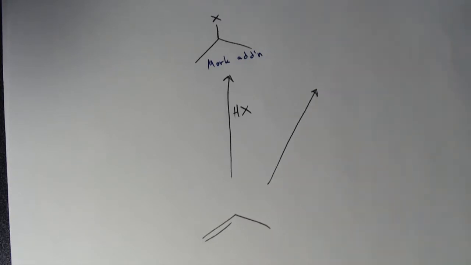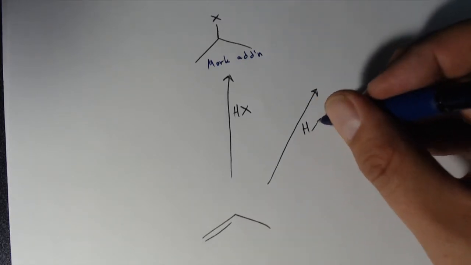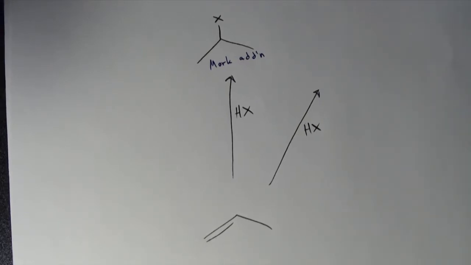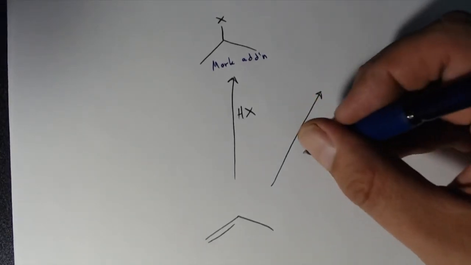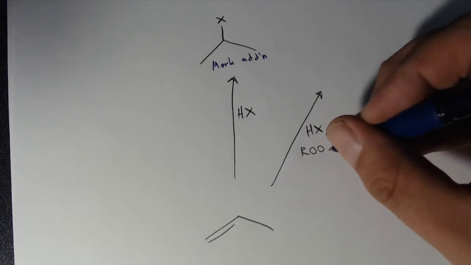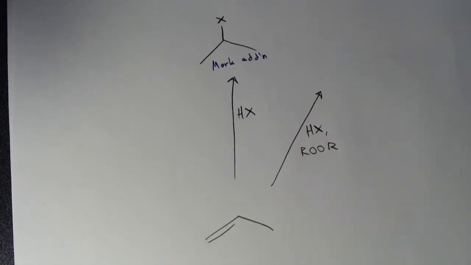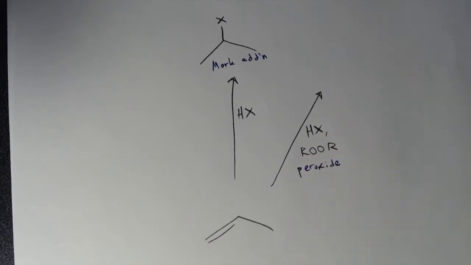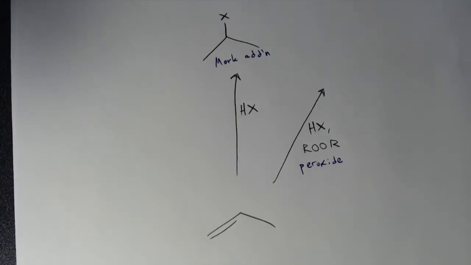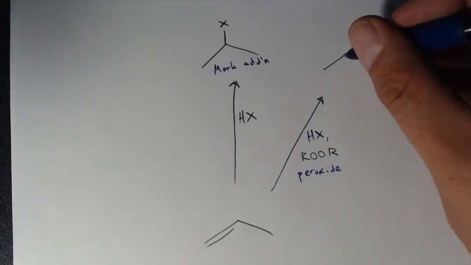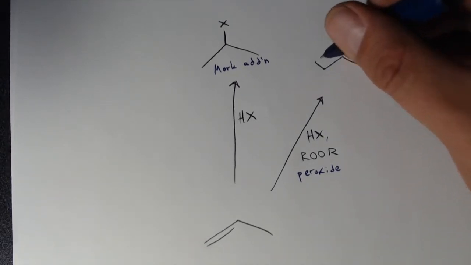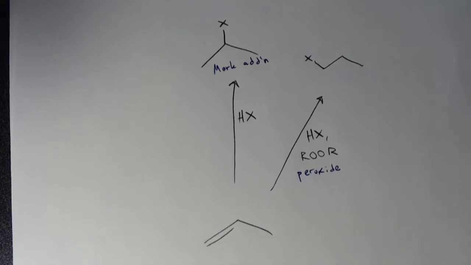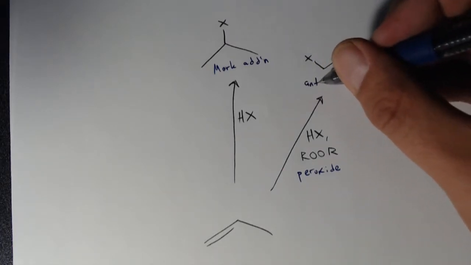Okay. We're going to see also during this section, if you change the conditions to be ROOR type compound, this is a peroxide. So I want to mention here, this is the peroxide. It could be hydrogen peroxide or an organic peroxide. Basically, you have an O single bond O in there. This gives you anti-Markovnikov addition, like that. So this is anti-Mark addition.